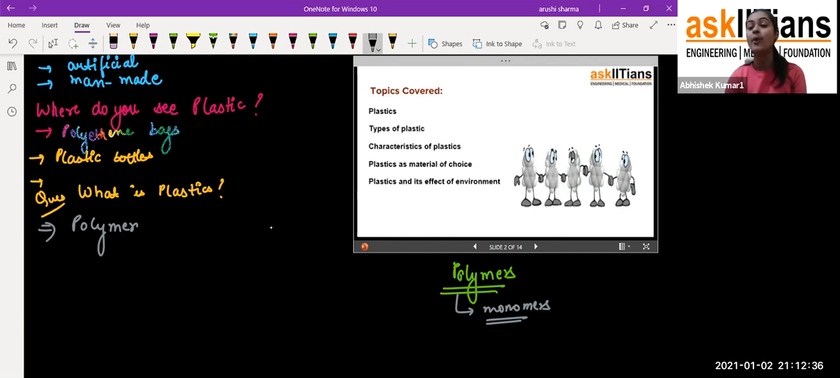But now the point comes here again that okay, it is a polymer, but how are you going to define plastics? So okay, I have written two examples here. So we'll take these two examples only. These two are plastics. Exactly, student. Polythene bags are also plastic, and the plastic bottle is also a plastic. But you can see the difference between these two.